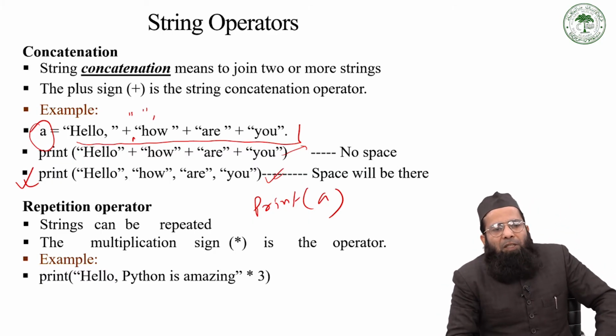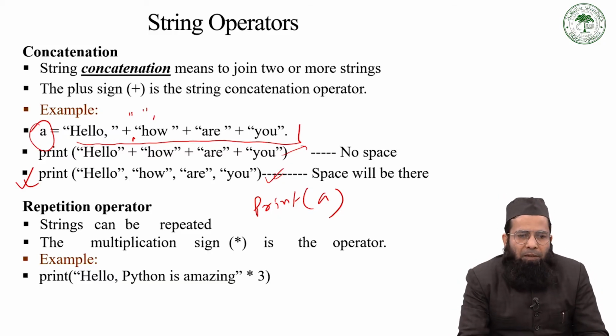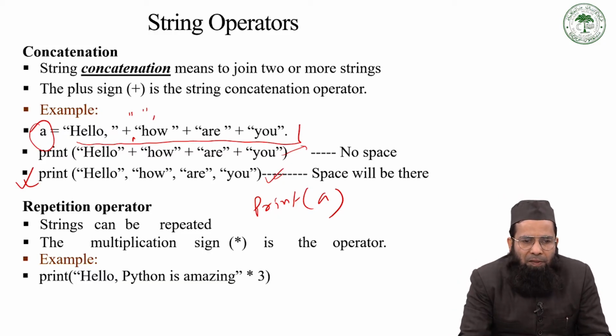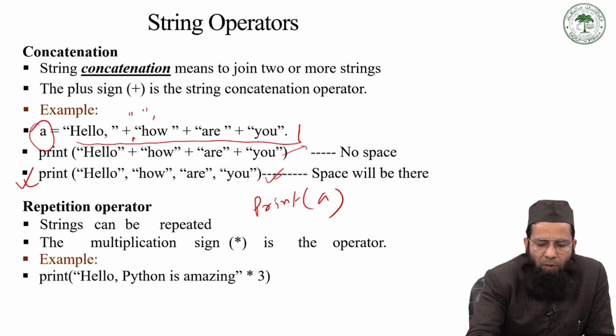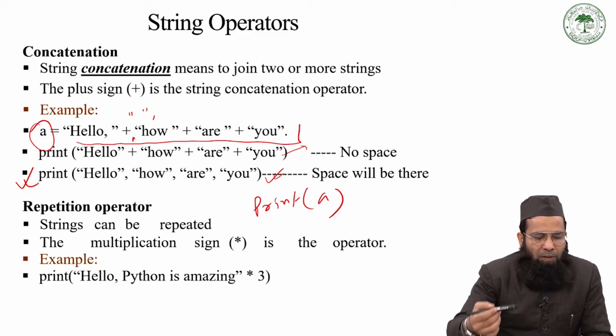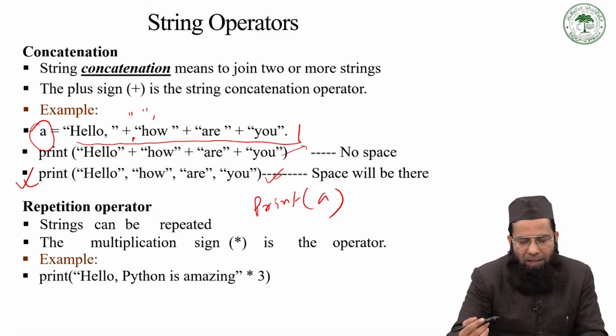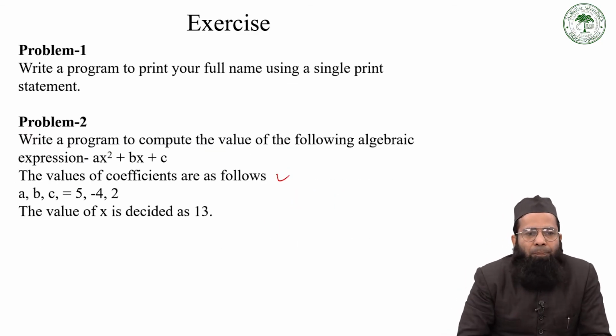And there is one repetition operator. A string can be repeated using the multiplication sign. So if you write hello, Python is amazing, and into 3, it will be repeated 3 times. Hello, Python is amazing. Then hello, Python is amazing. And again, hello, Python is amazing. So this is the way.